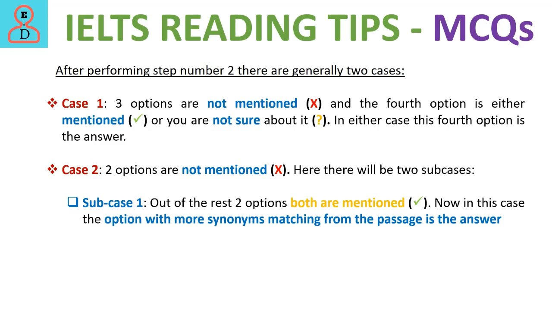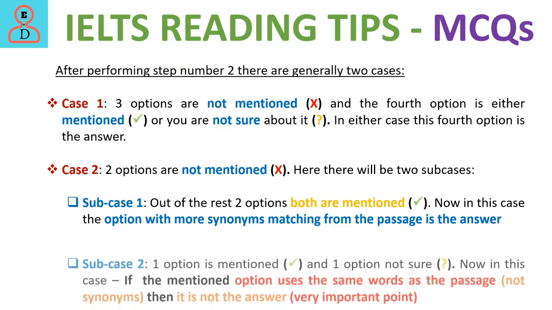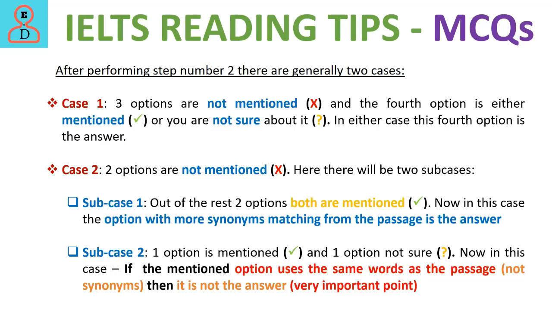Now comes the second scenario. This is a scenario which is very tricky and where most of the students make mistake. So listen to the next part very carefully. In this scenario, one option is mentioned and about the second option you are not sure. So if the mentioned option uses the same words from the passage, then it is not the answer.